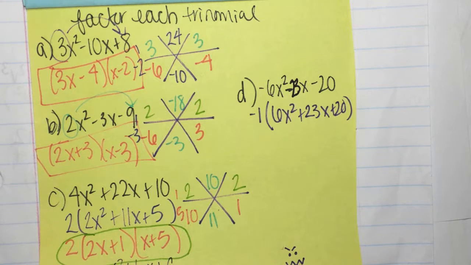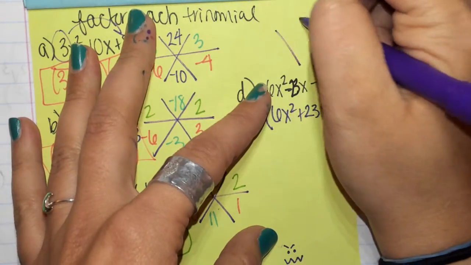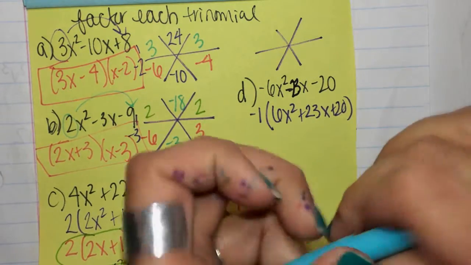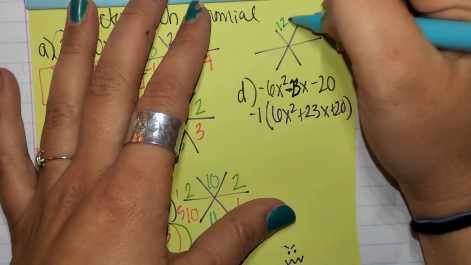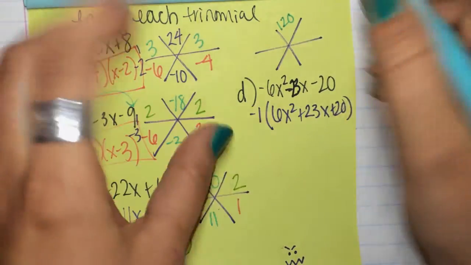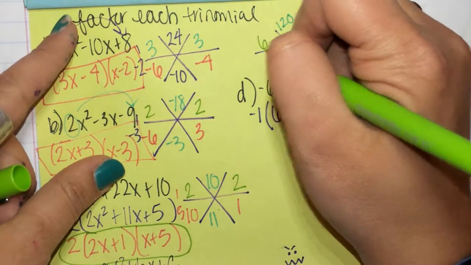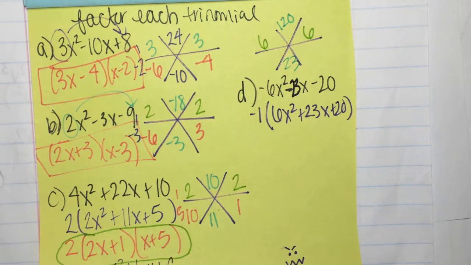We're going to leave our negative 1 on the outside. I'm going to write my star up here. What is 6 times 20? 120. And what goes on the bottom? 1. And 6 goes on the top here and here. Why did I not write negative 6? Because it's not a negative. Because we factored it out. There's not a negative. Awesome.